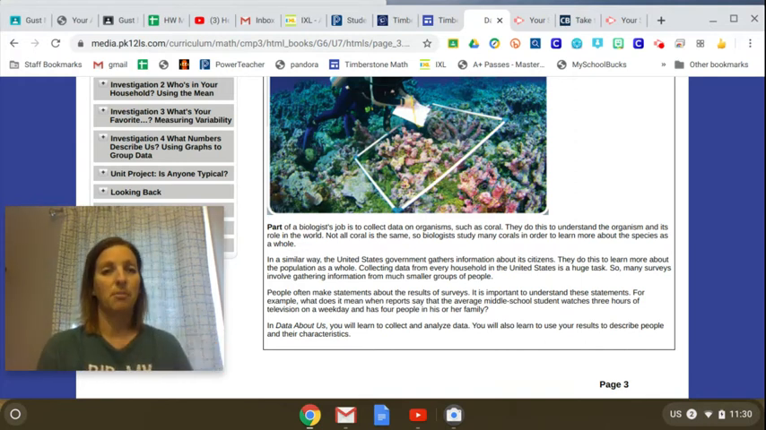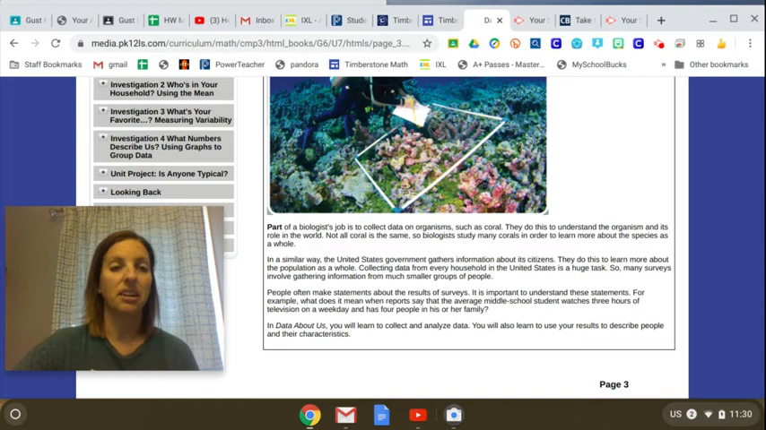So the next example talks about, in a similar way, the United States government gathers information about its citizens. They do this to learn more about the population as a whole. Collecting data from every household in the United States is a huge task. So many surveys involve gathering information from much smaller groups of people. This actually is the year that the United States takes the census to collect data to figure out how many people actually live in the United States.